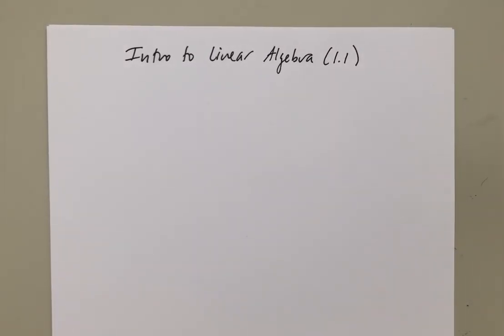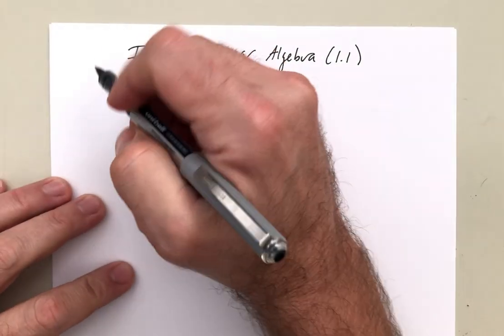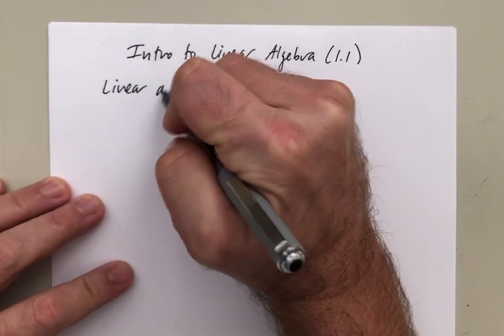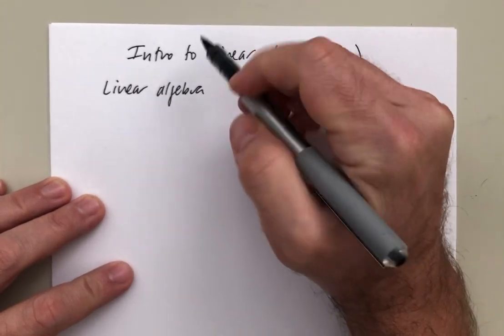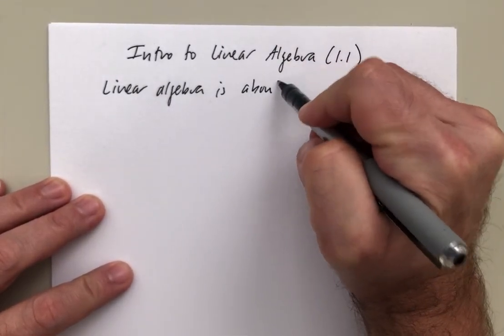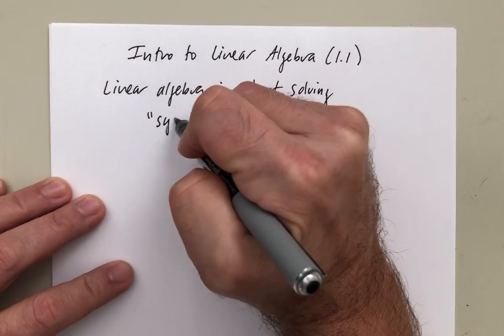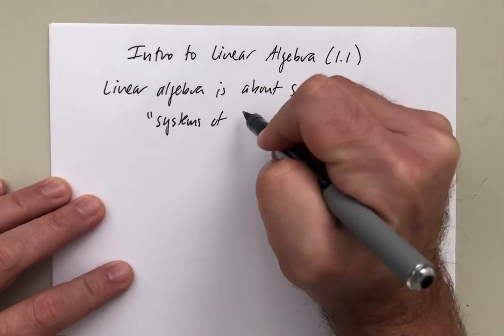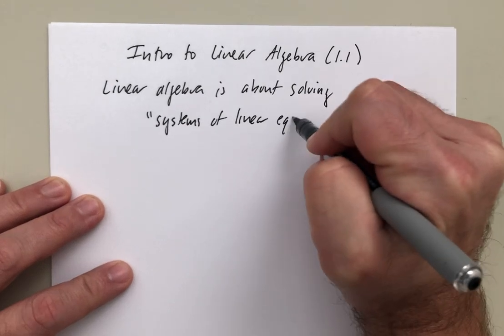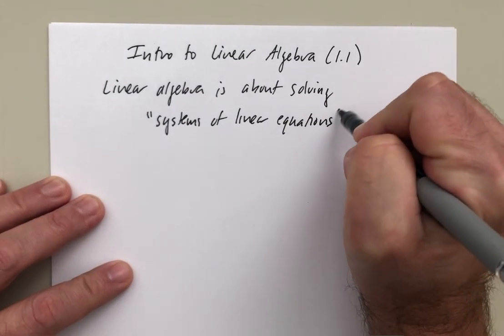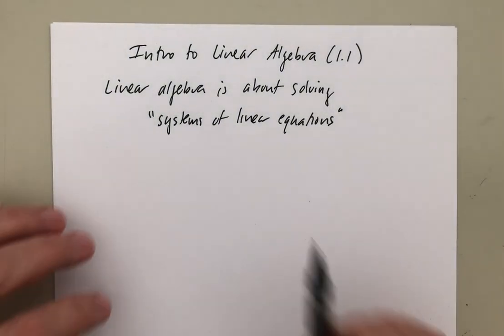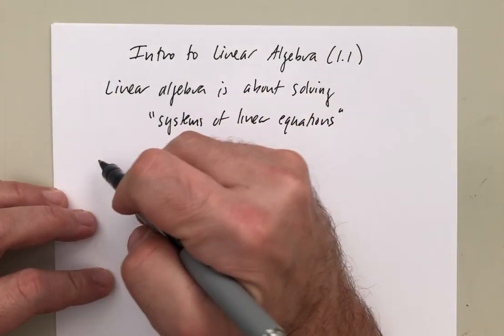So if you ask me what linear algebra is about, I can give you a one-sentence answer. Linear algebra, in a nutshell, is about solving what are called systems of linear equations. Okay, so that's the one-sentence answer. Now, there's a lot to unpack here. What do these things mean? Well, what is a linear equation?